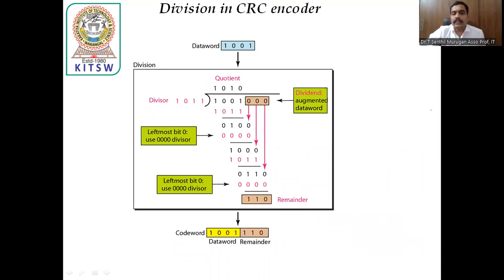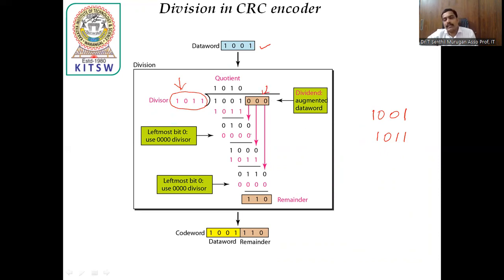Here you see a simple example. This is the divisor, common to both sender and receiver: 1011. Here the data word is 1001. So the data word is 1001 and the divisor is 1011. How can we do it? The number of bits in the divisor minus 1, that many extra bits we have to add.